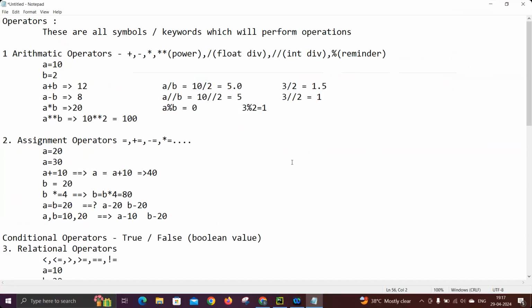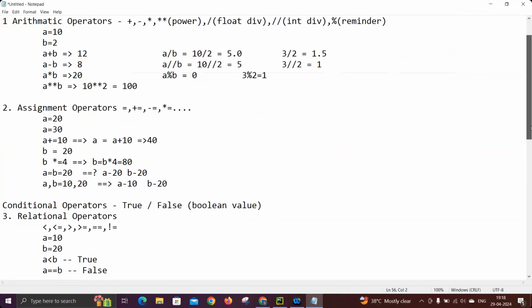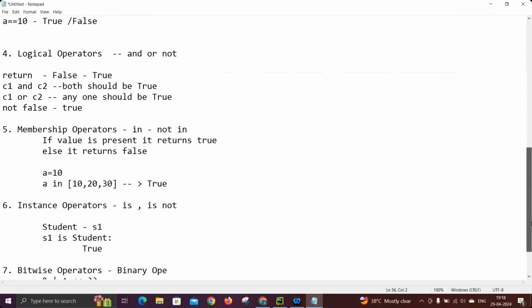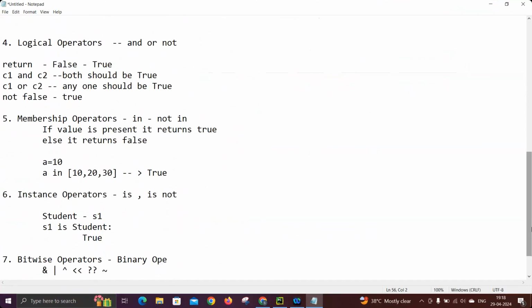Okay, no voice means I'm hoping there are no doubts as of now. Still, if you have any doubts, please feel free to ping me, as I mentioned already. These are the other operators we have here in Python. Just look at it.